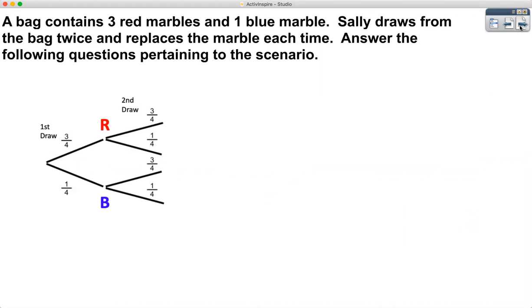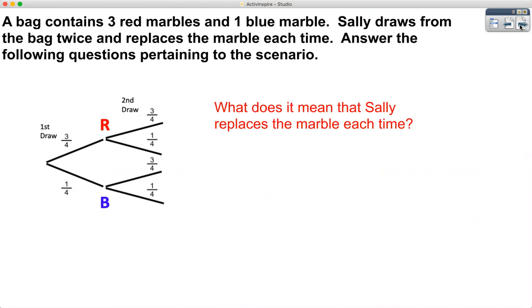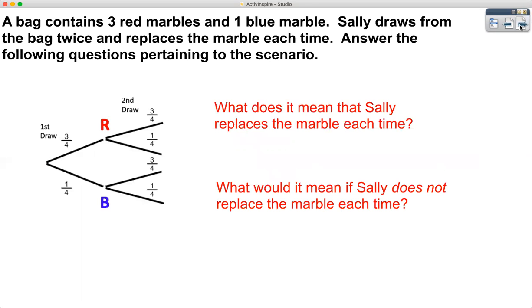A bag contains 3 red marbles and 1 blue marble. Sally draws from the bag twice and replaces the marble each time. All right, we've got 2 questions to answer pertaining to this scenario. First question, what does it mean that Sally replaces the marble each time? And then, what would it mean if Sally does not replace the marble each time?